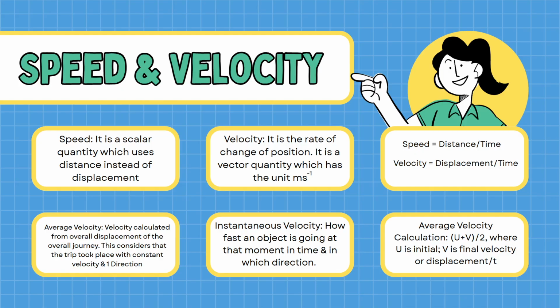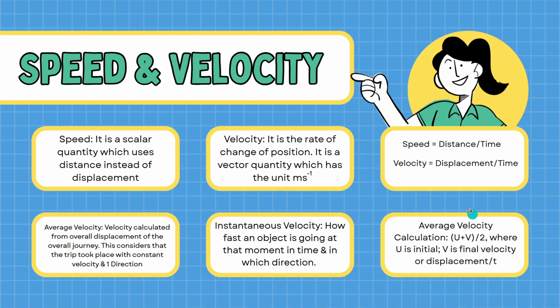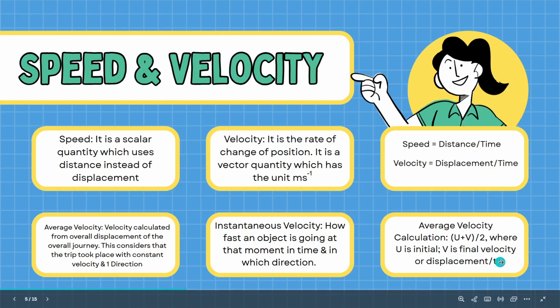Then average velocity calculation is done using two formulas. One is: u means initial velocity, v means final velocity, so (u + v) over 2. You just take the average of the starting and the ending velocity. On the other hand, we can also do displacement over time.